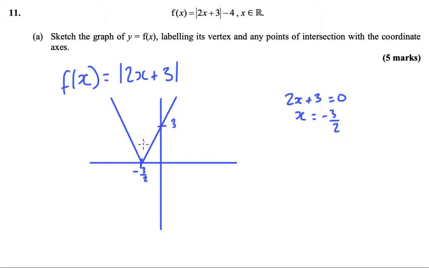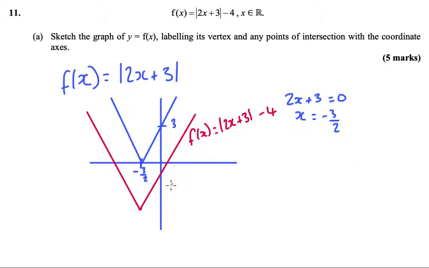We've got to move it 4 places down though, so we've got to move this line 4 down and this line 4 down. So if I move this coordinate 4 down, let's put it like there, and it's still going to have the same gradient, so it's going to be parallel to this line. I'll try and draw it parallel, and then it's going to flip up just like the other one does as well. Okay, so the red line is my (2x plus 3) take away 4.